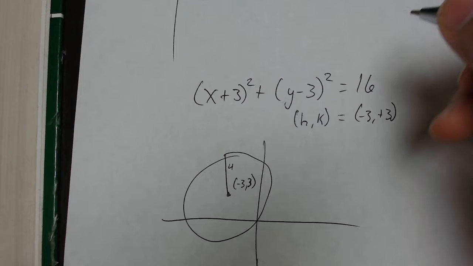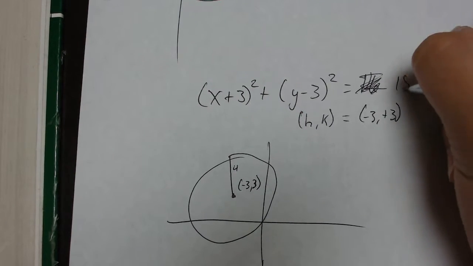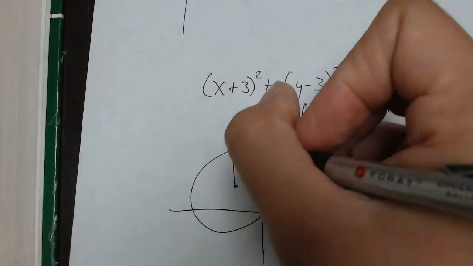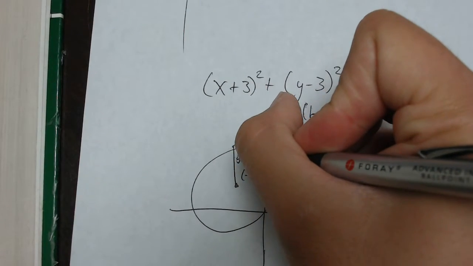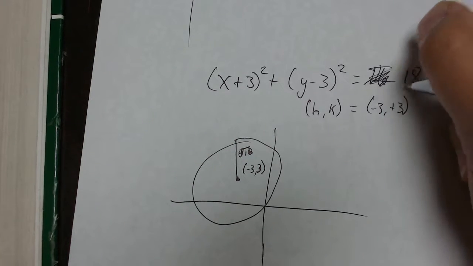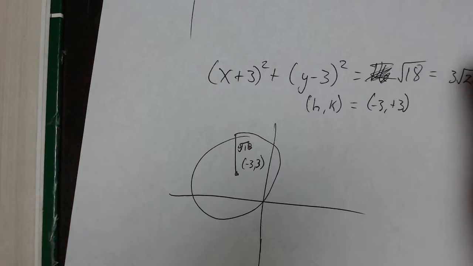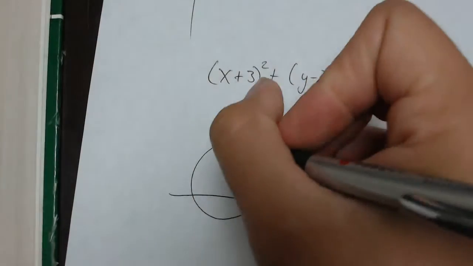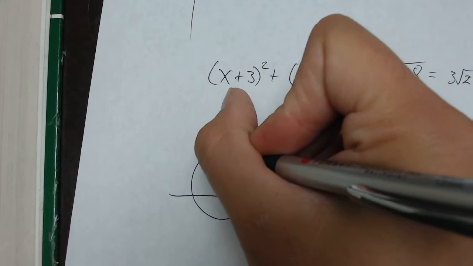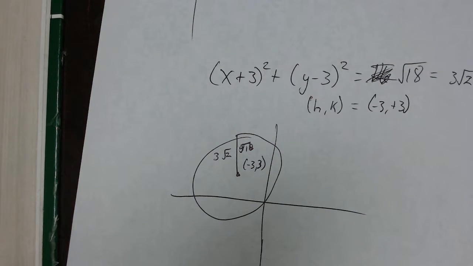Now, some of you may be asking, what if our radius wasn't a perfect square? What if our radius was 18? Okay, well then for the length of the radius, I would just put square root of 18. And it's that simple. Or since square root of 18 can be simplified, that could also equal 3 root 2 if you were to factor it. So I could put square root of 3 times the square root of 2. So that's acceptable for your radius.